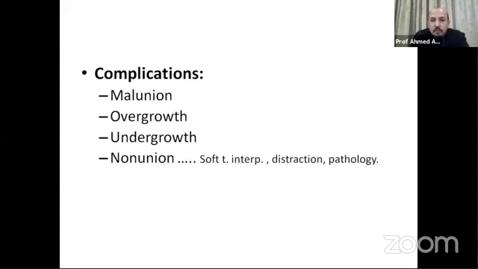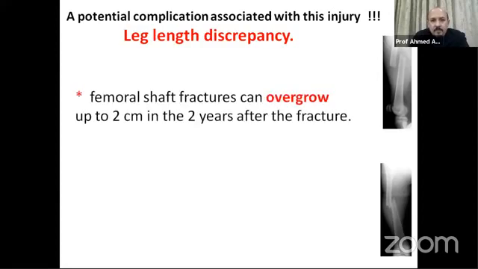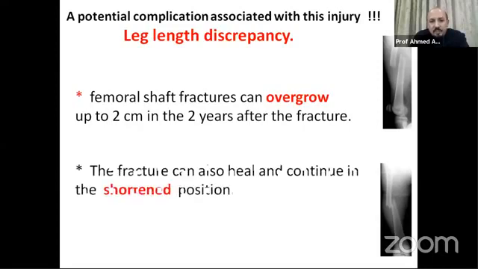Non-union is rare because of soft tissue interposition, distraction, or presence of a pathology. And infection is occasional. The potential complication of leg length discrepancy: femoral shaft fractures can overgrow up to 2 centimeters in the first 2 years after fractures. But the fracture can also heal and continue in the shortened position. These are two opposite situations, and we will explain later why we can have overgrowth and why we have shortening in other cases.